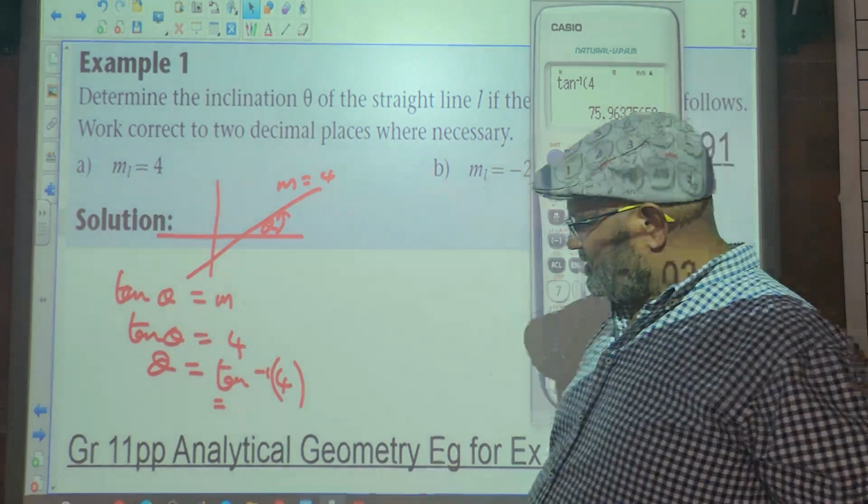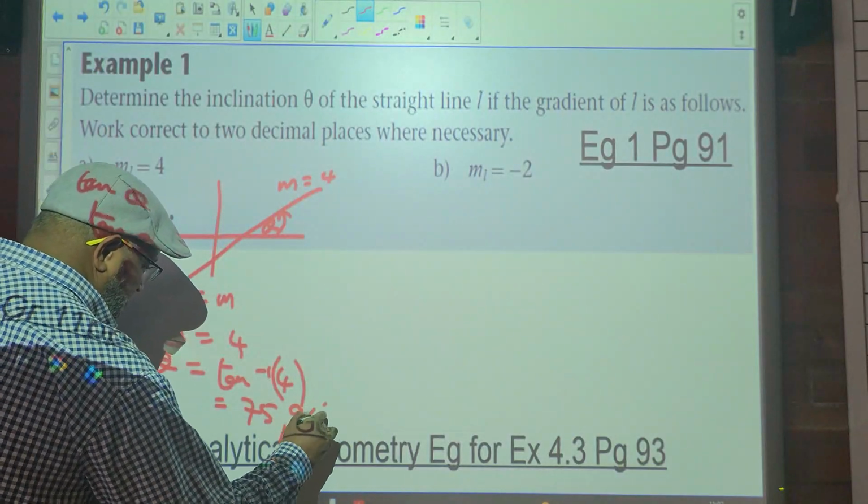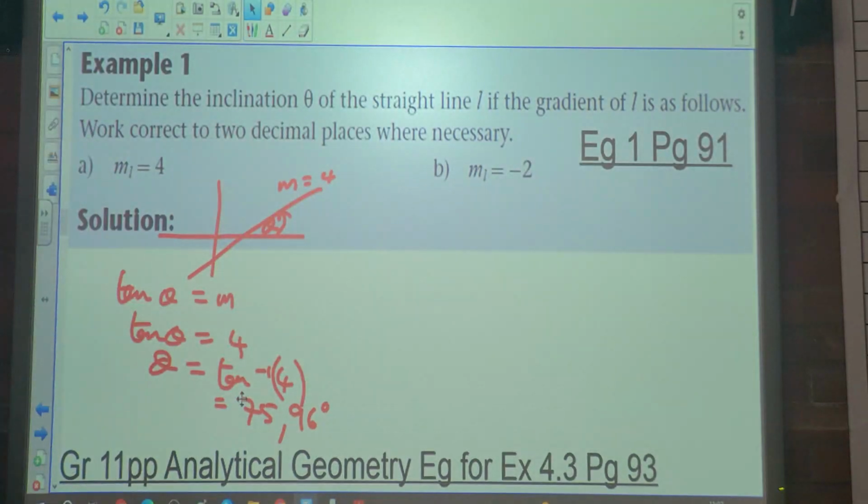75.96. Okay, we all agree with that? 75.96. Easy, no?